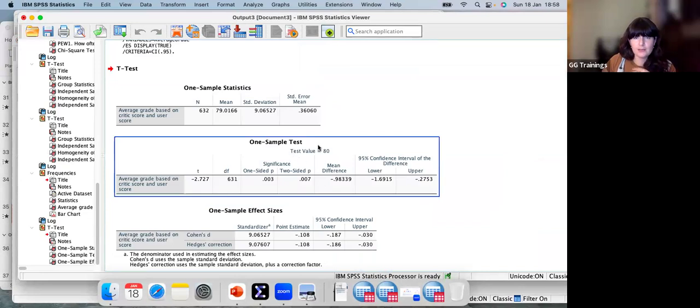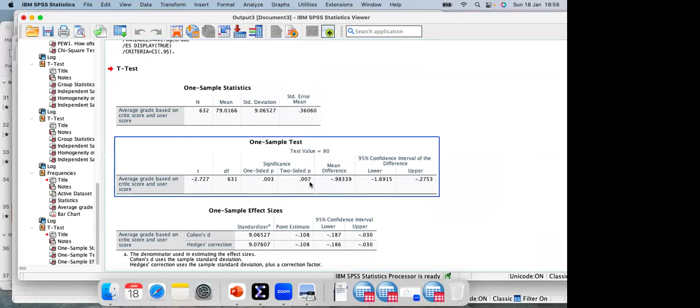Our test values are there, and we are dealing with a two-sided p because we did a non-directional H1. And so your p-value is 0.007. That is lower than alpha, so you would reject the H0 and accept the H1, that the average grade is not 80. Good? Yes, thank you. I have the same. Perfect.